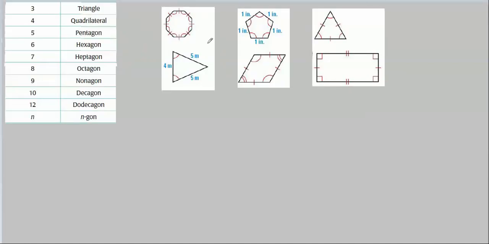Okay, now with these 6 polygons, we're going to classify them by the number of sides, whether they're equilateral, equiangular, or regular. So let's start with this one here. What have we got? 1, 2, 3, 4 over here. 5, 6, 7, 8. Well, if I counted right, we've got an octagon. I guess that's right. We got 3 sides over here, 3 here, and then 2 right there. So that's 8, and there's an octagon.